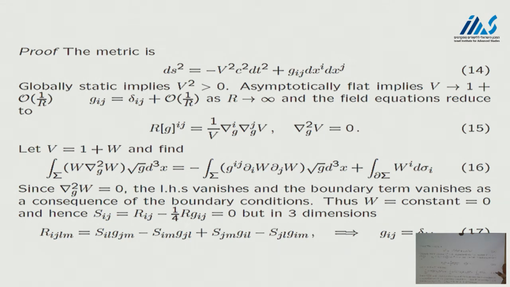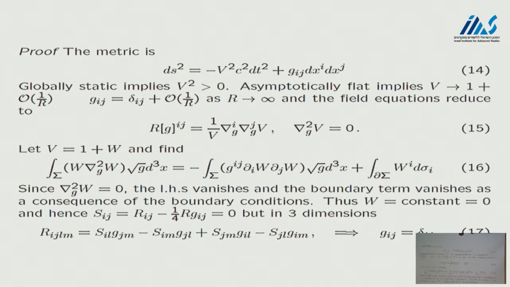Nothing depends on the t variable, and this is just a metric which is a curved metric, which we want to be asymptotically flat. Now, globally static means that this is always positive, strictly positive. We don't want what happens in the Schwarzschild solution. And we don't care about the symmetries. And to say it's asymptotically flat is to say that the metric becomes, in a suitable coordinate system, the Kronecker delta plus terms of order 1 over r, as r goes to infinity.